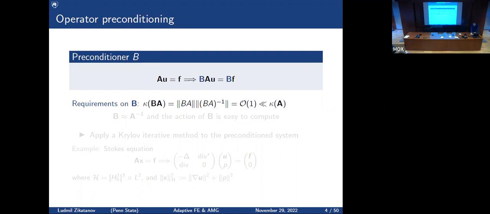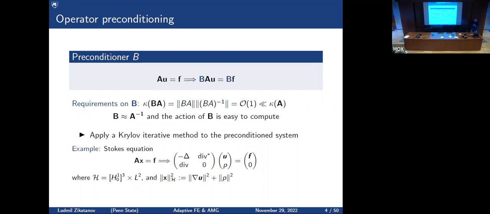Okay, so requirements on B: the condition number should be bounded independently of parameters that enter your problem. And I want you to note here that I didn't specify the norm, so this norm can change. And also the action of B on a function, or on a vector if you are in finite dimensions, is easy to compute, much easier than the action of A inverse.